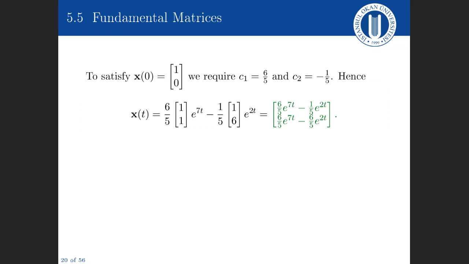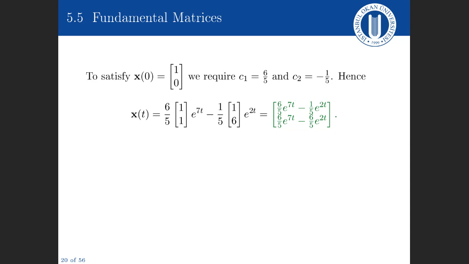I'm going to skip past the details. I'm leaving this for you to check. To make the first column 1, 0, we need to have the constants 6 over 5 and minus 1 over 5. So we have 6 over 5 multiplied by 1, 1, e to the power 7t, minus 1 over 5 multiplied by 1, 6, e to the power 2t, which we can combine together like this.